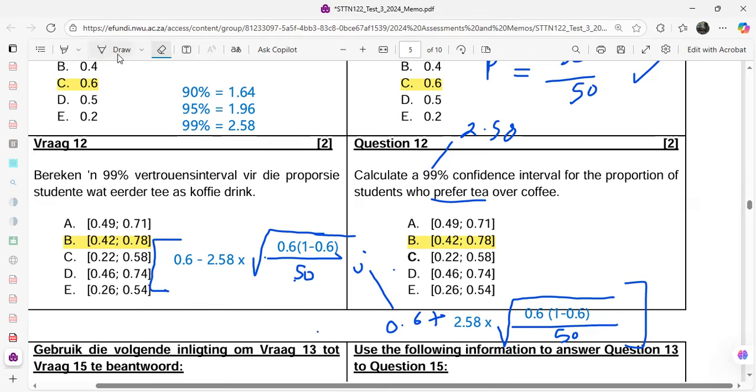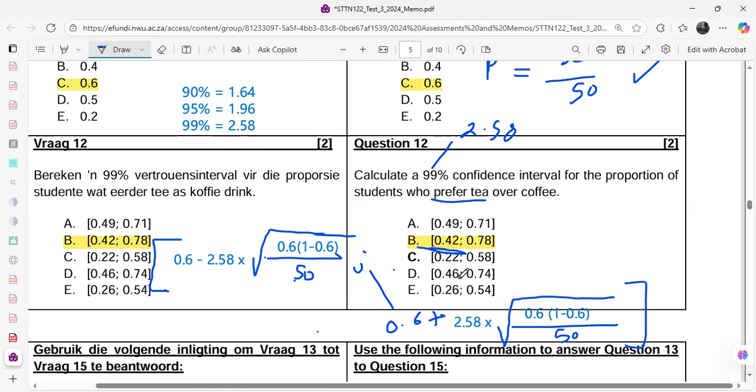Like this. Now, we punch this whole thing on the calculator. Let's start with the first one. 0.6 minus 2.58 multiplied by the square root of 0.6 times (1 minus 0.6) divided by 50. The first one on my side, I got 0.4212, which is this one.